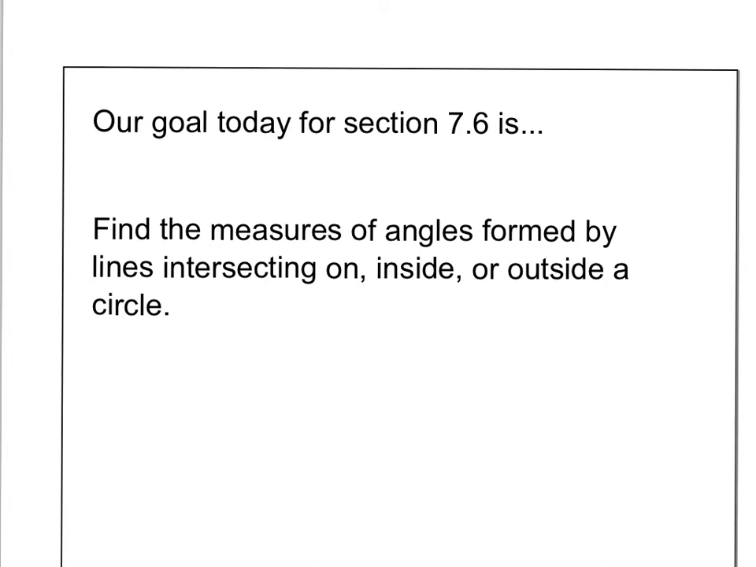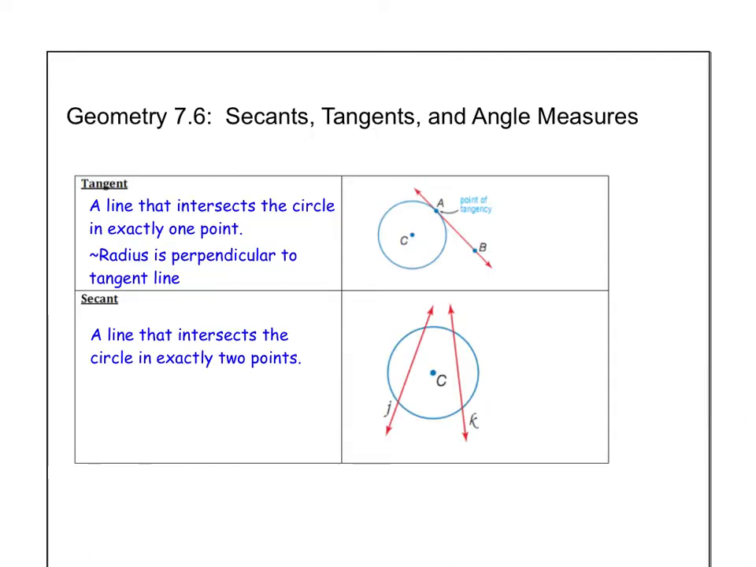So our goal for today for 7.6 is we're going to find the measures of angles formed by lines intersecting on the circle, inside a circle, or outside of a circle, and how they're different, how you have to calculate them differently. As a quick reminder, in section 7.5 we learned about what a tangent was, and remember a tangent is a line that intersects a circle in exactly one point. In this top picture, line AB is a tangent. It intersects the circle at point A, the point of tangency.